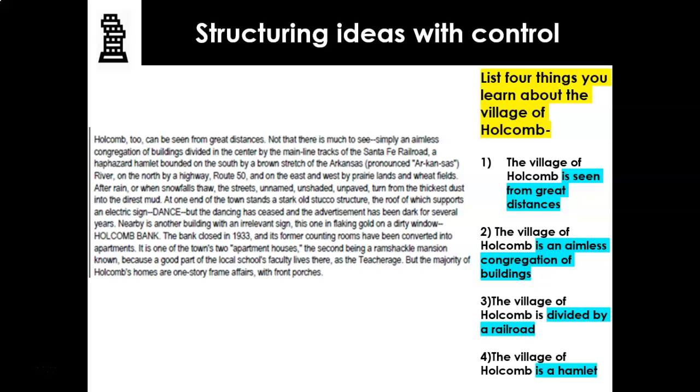So here we go, a haphazard hamlet, bounded on the south by a brown stretch of river. So you could have done different details, that the village of Holcombe has a river to the south, that it has a highway to the north, prairie lands and wheat fields to the east and west, that it snows there, rains there. So actually there is potential for more. But what we're really seeing is that we're learning things about this village based on what we read. Okay? That's going to help us when we plan our own writing.